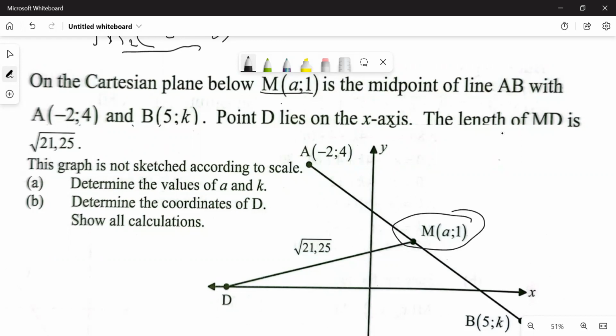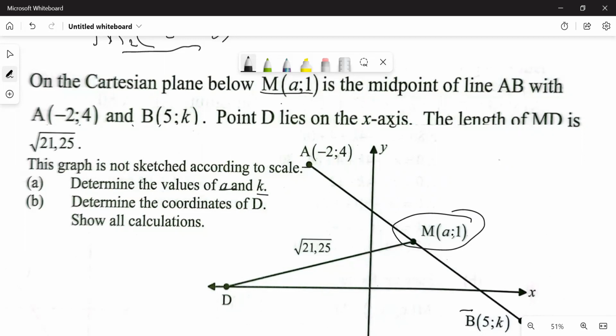If M is in the middle of line AP, it means A is at one end and P is at the other end. After that, they say point D lies on the x-axis, and we are given the length MD, which is root 21.25.